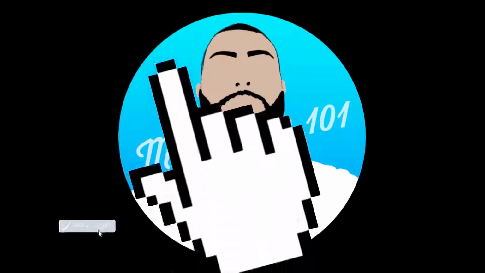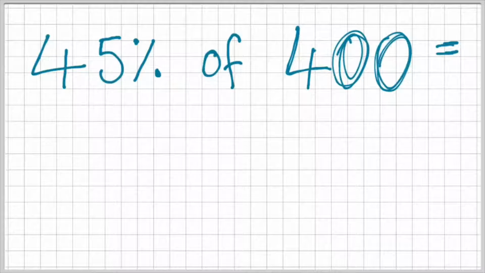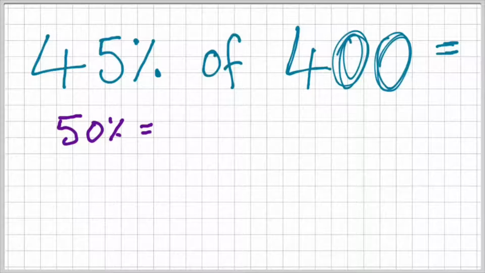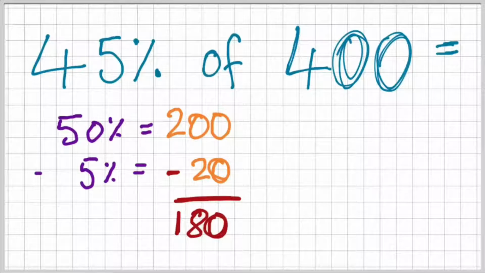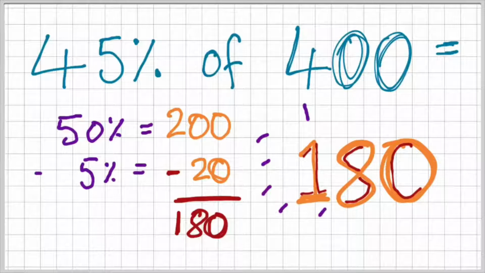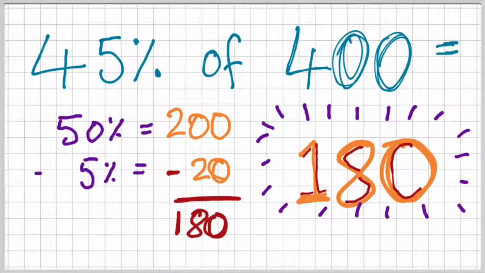So let's do a quick fire question then. You've got 10 seconds to work this out. 45% of 400. Okay, so let's work this out then. I've done 50% of 400, which is 200, and then I minus 5%, which is 20. So if I do that subtraction, I get 180. So therefore the answer, 45% of 400 is 180. So give yourself a pat on the back if you got that right.